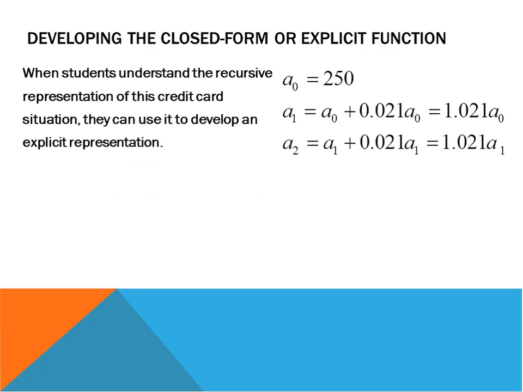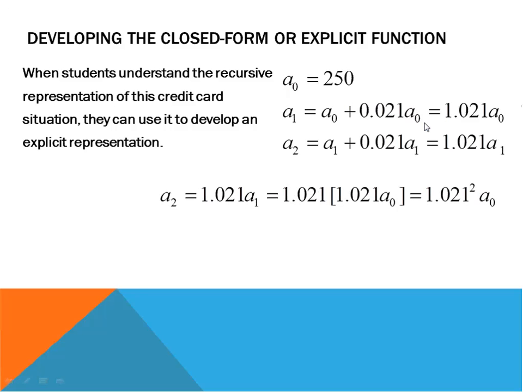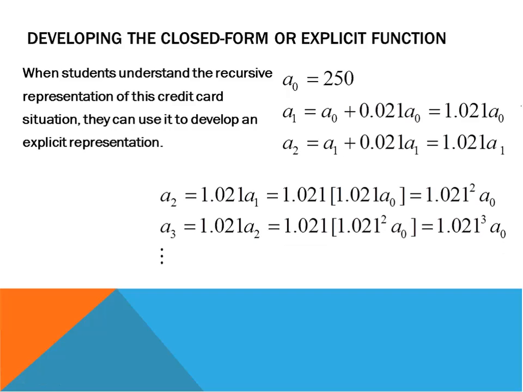But what I'd like to do now is replace, if I can use my pointer here, I'd like to replace this A1 with this expression above it. So if I replace A1 with this expression above it, I'll get 1.021 times A1, which is 1.021 times 1.021 times a sub 0, and that, lo and behold, that guy right there, I can write it as a square term, and I can do it again, right?